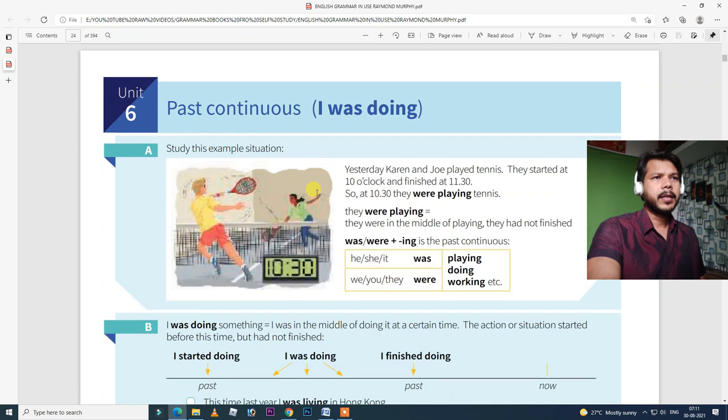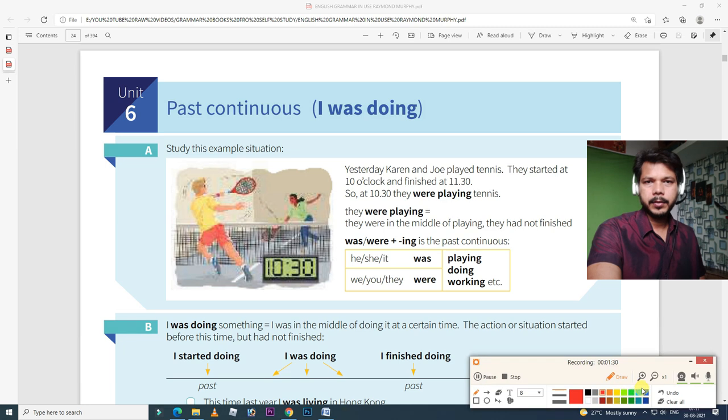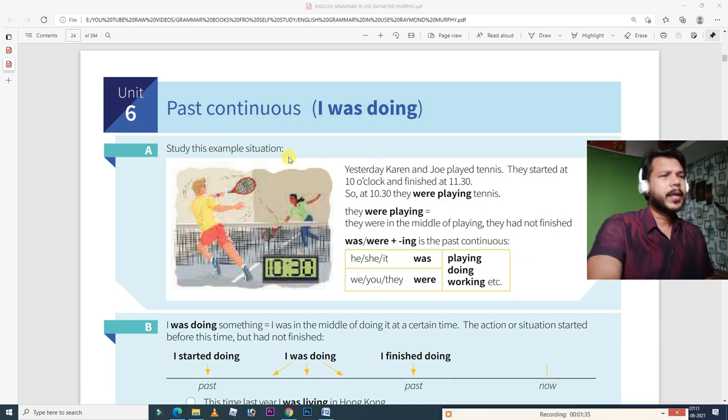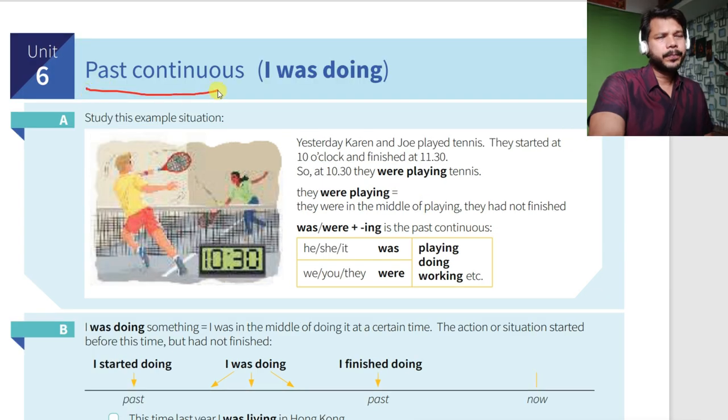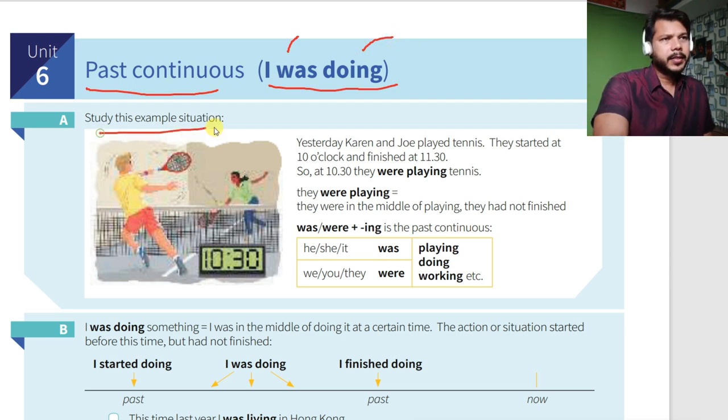Okay, fine. I will read this chapter, and if I find, I can write something and make you understand the way I want. So let's get started. Let me pick any color. Here we go. So guys, it is written past continuous, and one sentence is given, I was doing. So past continuous means, of course, we have to use either was or were, and V4 means verb plus ing. So look at the situation first.